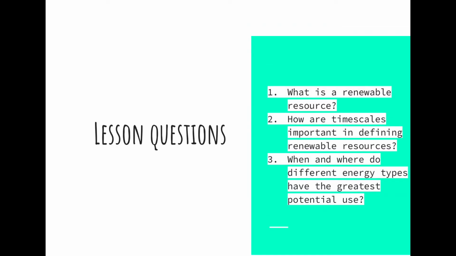Now we're going to discuss what is a renewable resource, how timescales are really important in defining renewable resources, and when and where different energy types have the greatest potential use. We'll be going through a number of different energy sources today, some really cool ones, mostly renewable energy because we talked a little bit about coal power plants last lesson. And we're going to discuss in what context they can be used because you can't just put them anywhere. They have to have the specific resource that you're looking at. If you're doing solar, you need sun, obviously. So these are the questions I want you to have in mind that you should be able to answer by the end of this lesson.